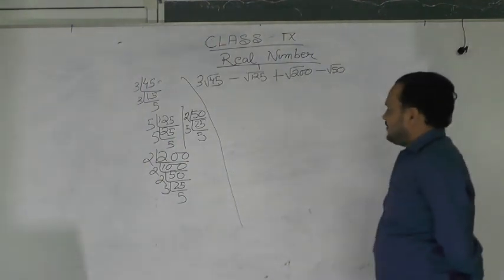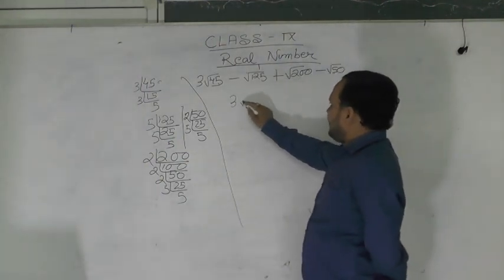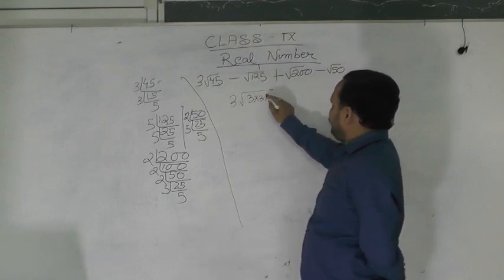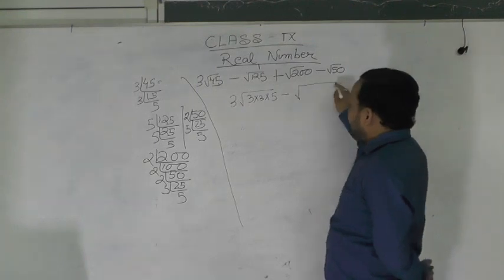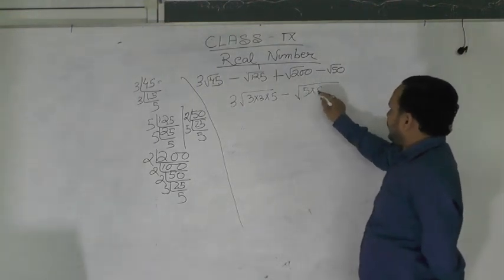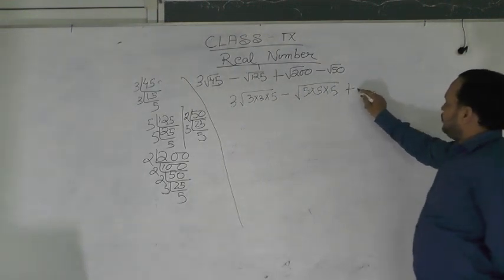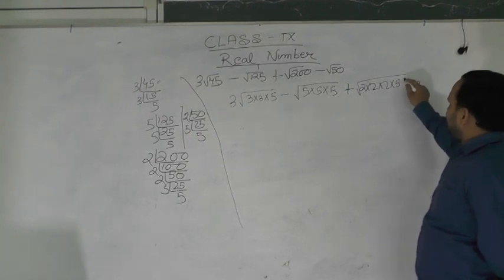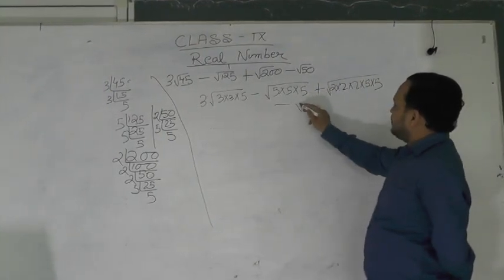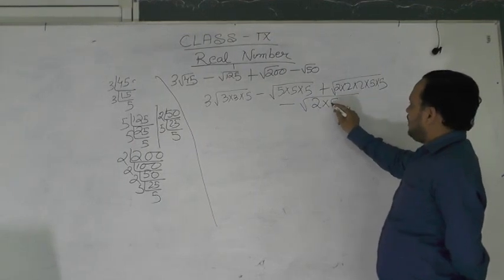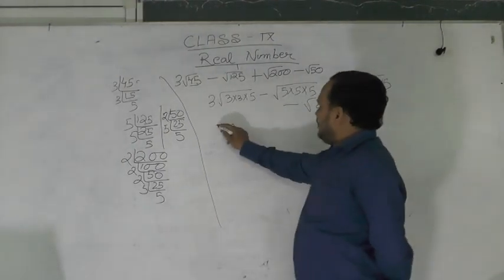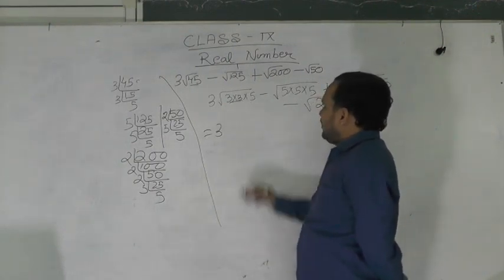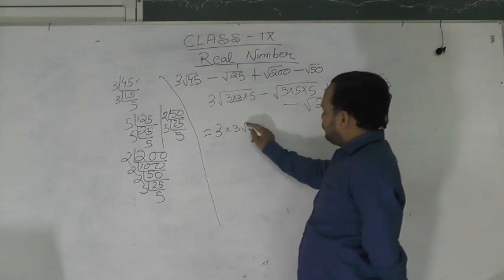By doing the prime factorization, 3 root 45 may be written as 3 root under 3 into 3 into 5, minus root 125 may be written as root of 5 into 5 into 5, plus root 200 may be written as root of 2 into 2 into 2 into 5 into 5, and the last one, minus root 50, may be written as root of 2 into 5 into 5. Taking out the square root of 3, since there are two 3s, it may be written as 3 into 3 into root 5.